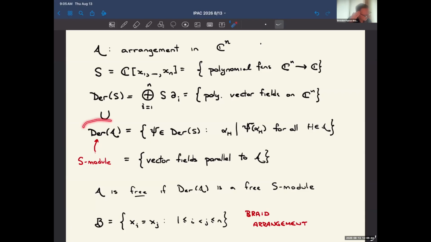And living inside the derivation module of S is the derivation module of A. And this is the algebraic way of looking at it.